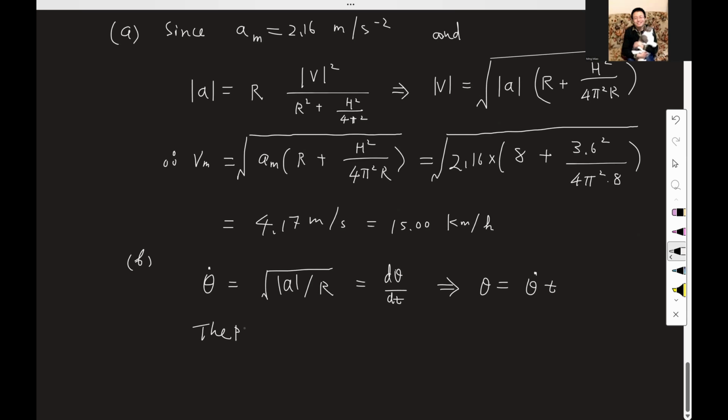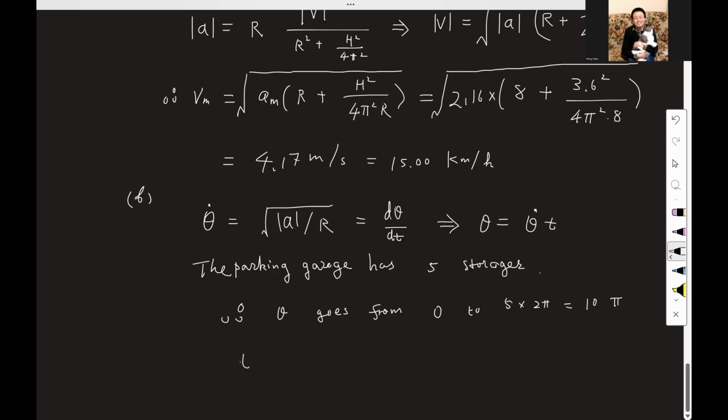The parking garage has 5 storeys, so therefore theta goes from 0 to 5 times 2 pi. 1 revolution is 2 pi, 5 revolutions is 10 pi. So t is just 10 pi over theta dot. Use the expression for theta dot. So therefore, this is 10 pi times the square root of 8 meters over 2.16.